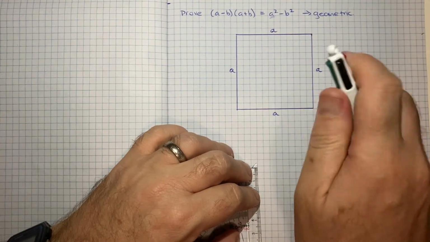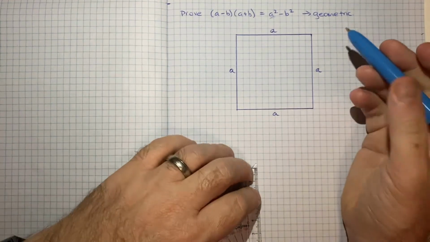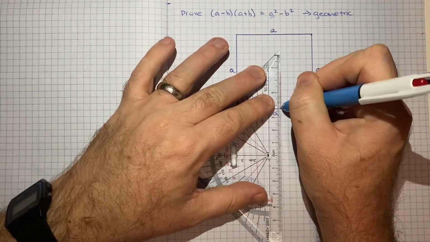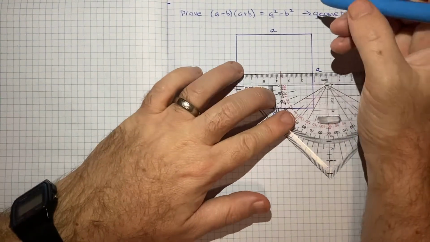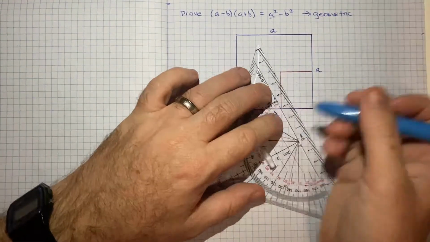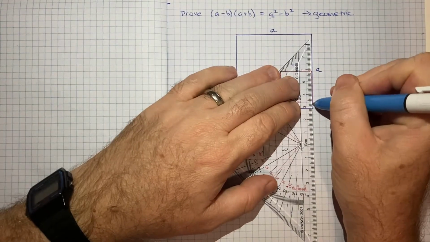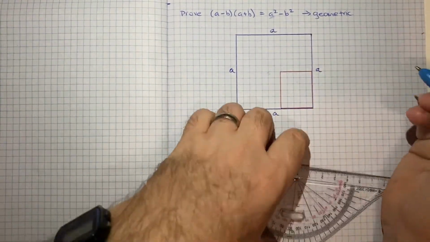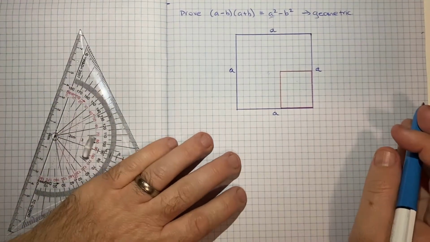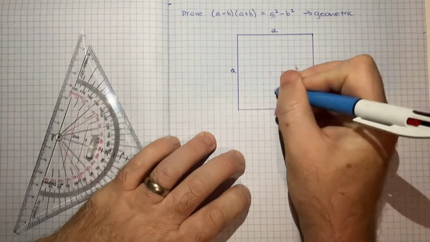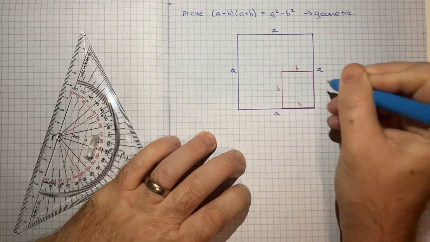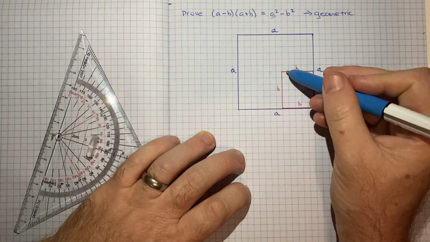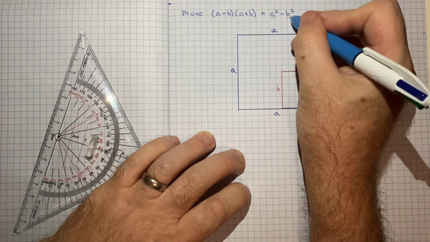Now what I might do, maybe I'll use a different color, is I'll draw a smaller square inside this bigger square. So we'll have this square here, and we'll give this square a length of, we can call this b. So each of the sides of this square will be b. And so naturally the area of this square here will be b squared.